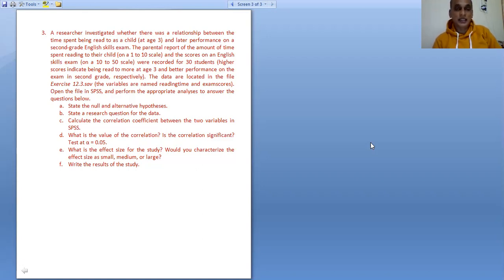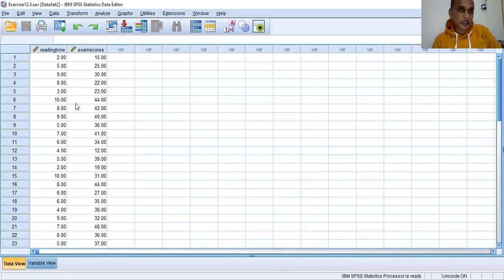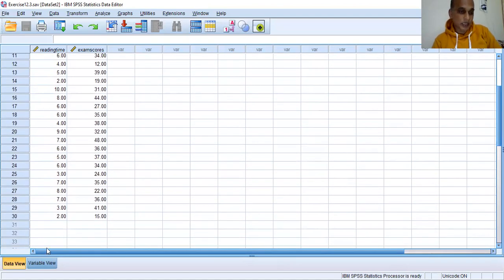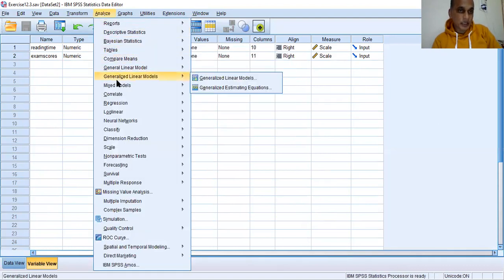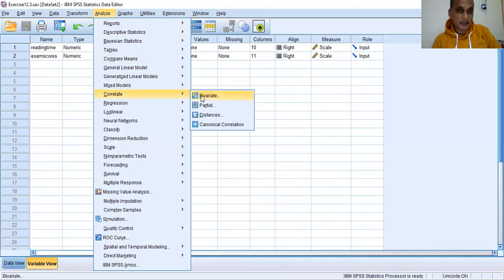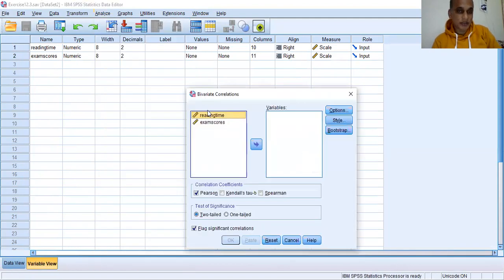Now to answer the remaining questions, we have to move to the SPSS file. I'm sharing the file with you. We have the reading time and exam scores given for those 30 children, and we have the variable view here. We'll move straight to the analysis part: analyze, correlate, bivariate, click on bivariate. You have reading time and exam scores. We move them to variables, placing the two variables which are in scale form.